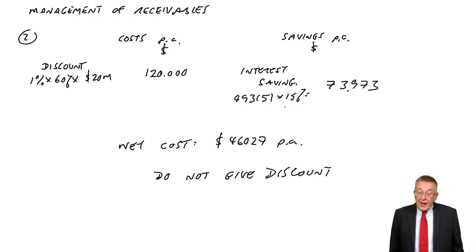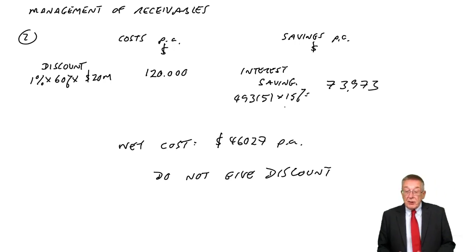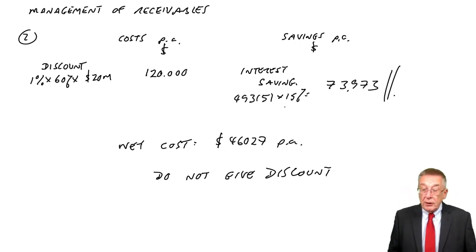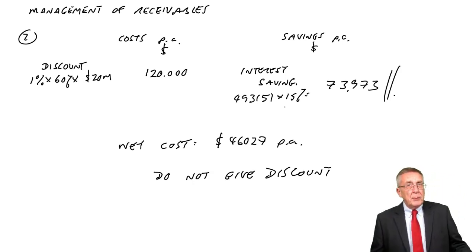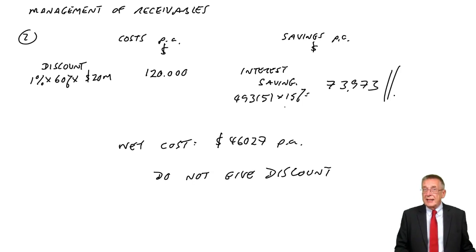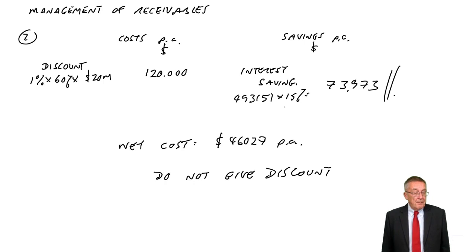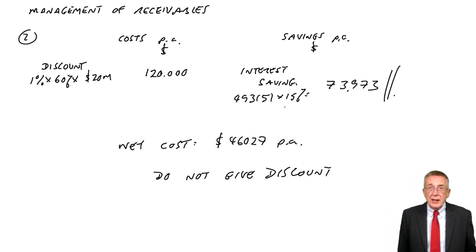So, I don't know. It's not a difficult exercise. The one learning bit, the one bit to make sure you're clear about, is calculating the falling receivables and therefore the interest saving. But once you've got the hang of that, it's not difficult. It's just reading the question carefully.